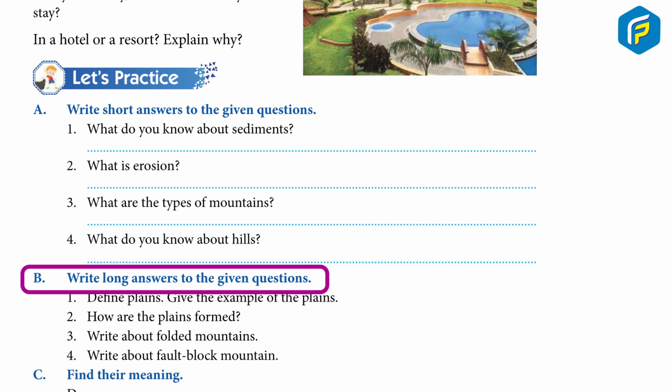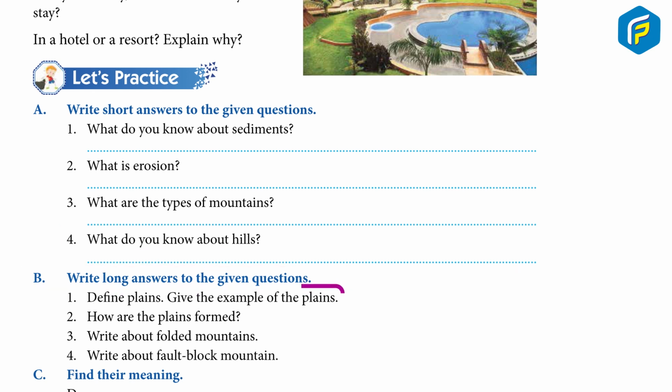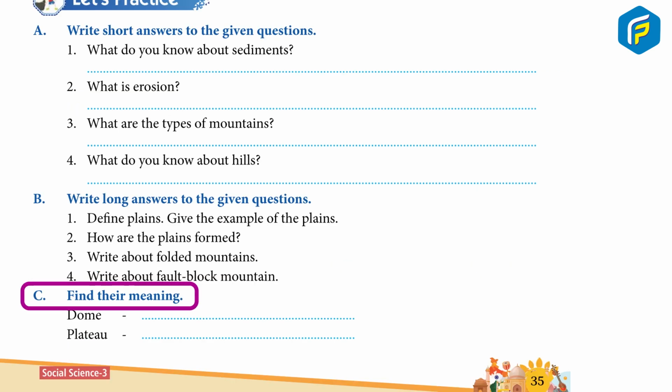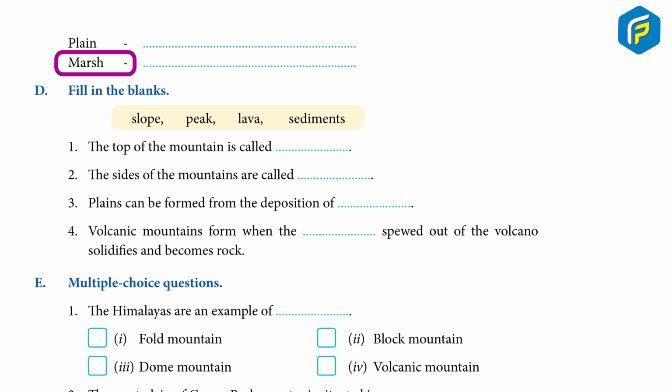B. Write long answers to the given questions. 1. Define plains. Give an example of the plains. 2. How are the plains formed? 3. Write about folded mountains. 4. Write about fault block mountains. C. Find their meaning. Dome, plateau, plain, marsh.